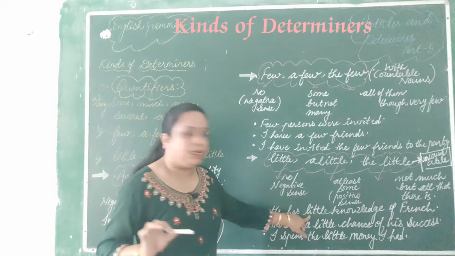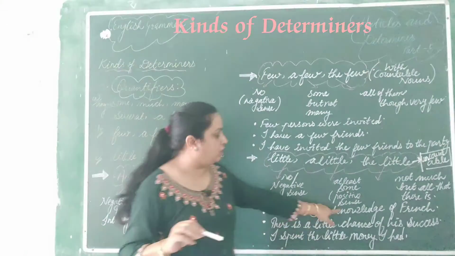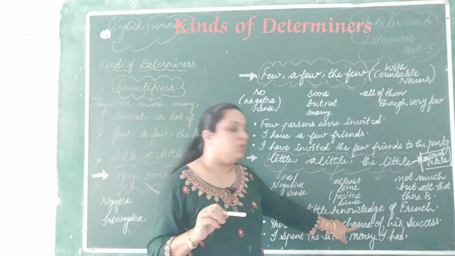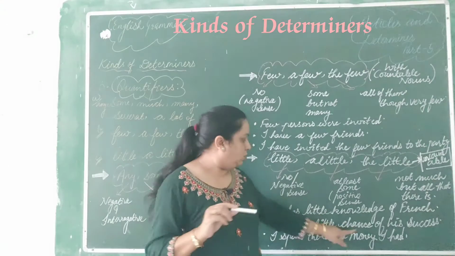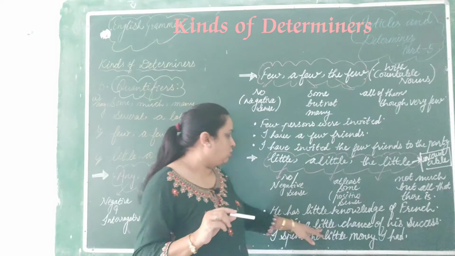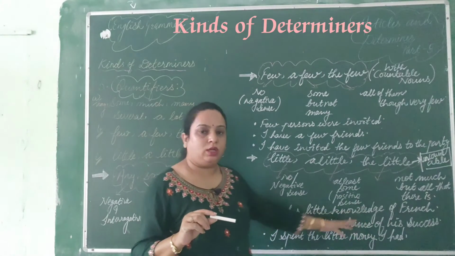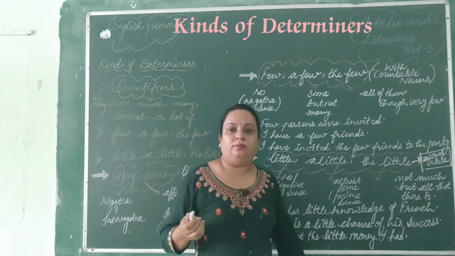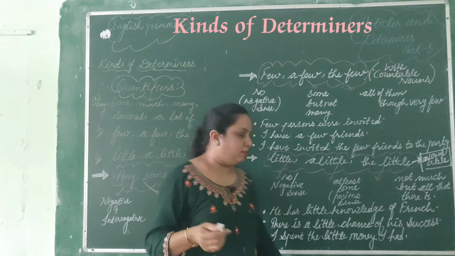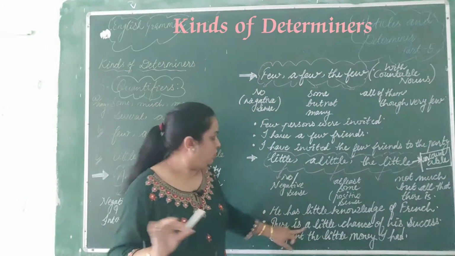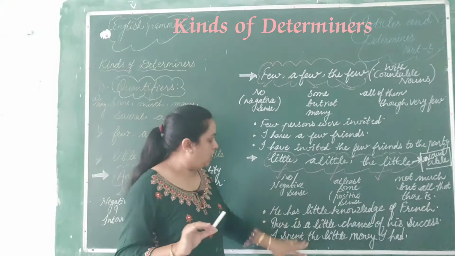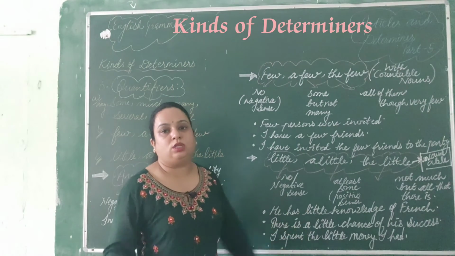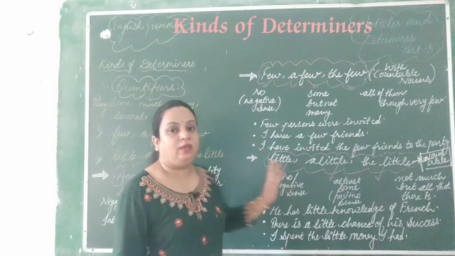Here little is used with knowledge, that is uncountable. Again, a little is used with chances of success, so that is a little chance of success, uncountable. I spent the little money. Money is what again? It is uncountable. So little means no, a little means thoda sa, and the little means jitne hai utne sare. Clear? So this was the concept of quantifiers.